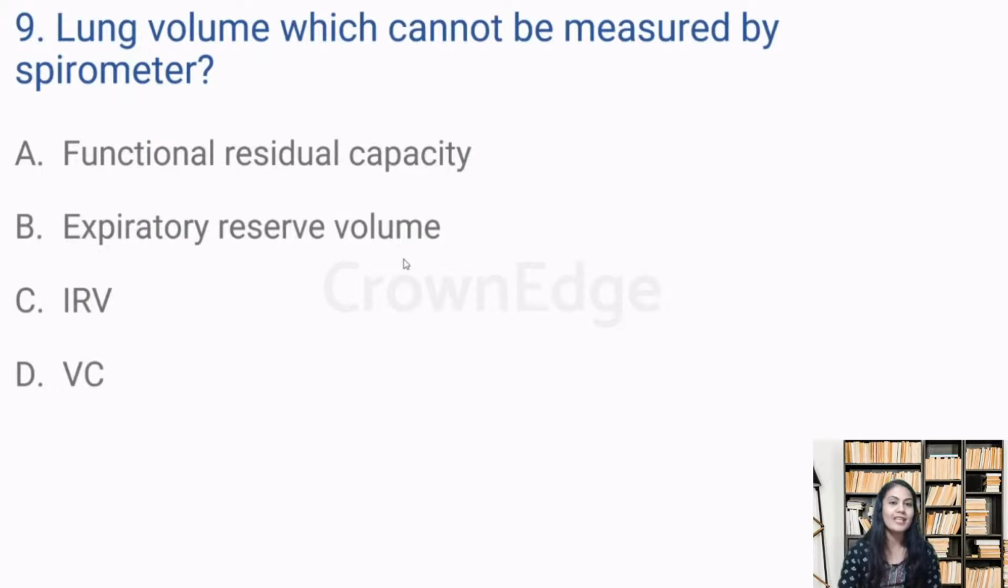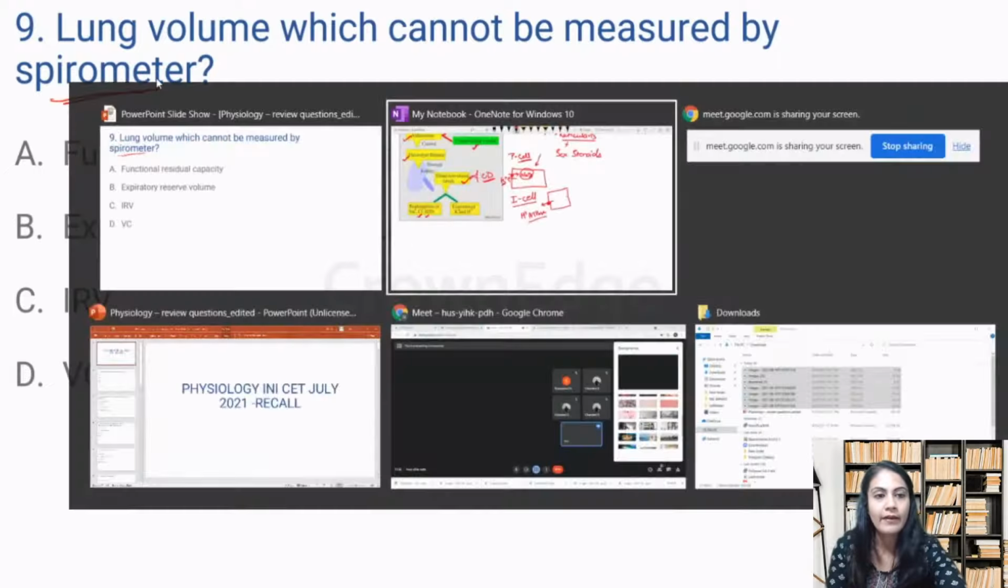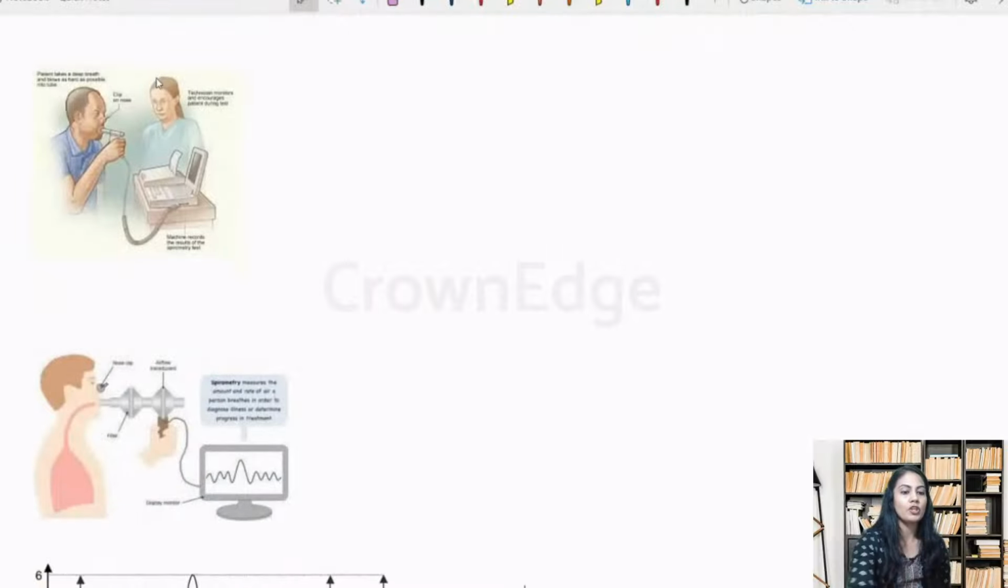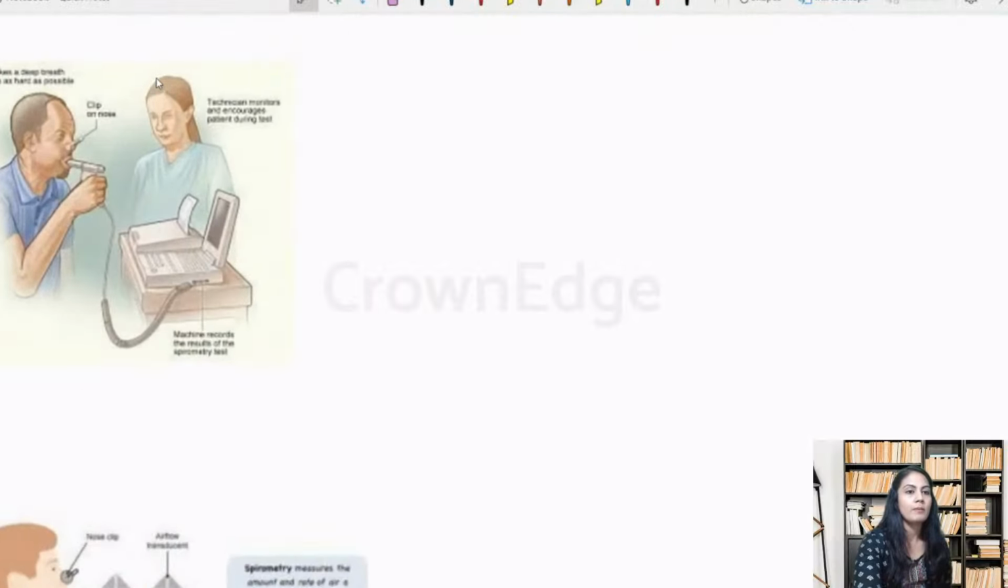Lung volume which cannot be measured by the spirometer. Remember the spirometer, let's see, we have the diagram over here or not. So spirometer is just a simple machine. Over here you can see the simple machine.